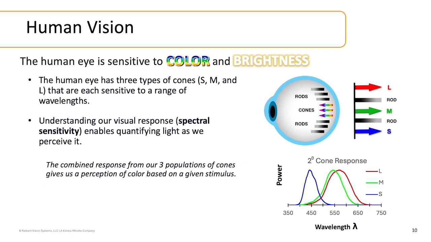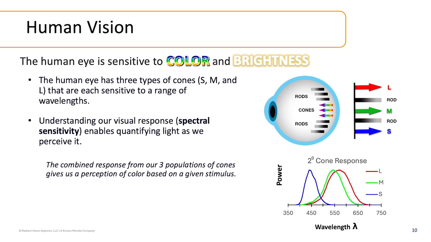In higher light levels, such as daytime brightness, this sensitivity comes from our eyes' cones. We have three types of cones: short, medium, and long, each of which are sensitive to a specific range of wavelengths.